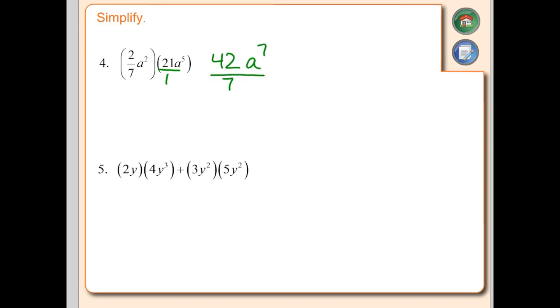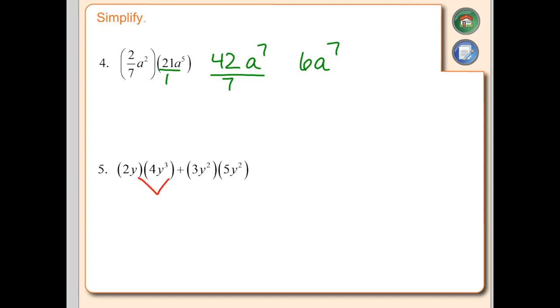Oh, Mrs. Burton gave you a fraction. Can we reduce that fraction? Better check it out. We sure can. What's 42 divided by 7? 6a to the 7th is my final answer. Now, number 5, a little bit curious. Ooh, what do you think we should do first? That's right, order of operations says that I should actually multiply first.